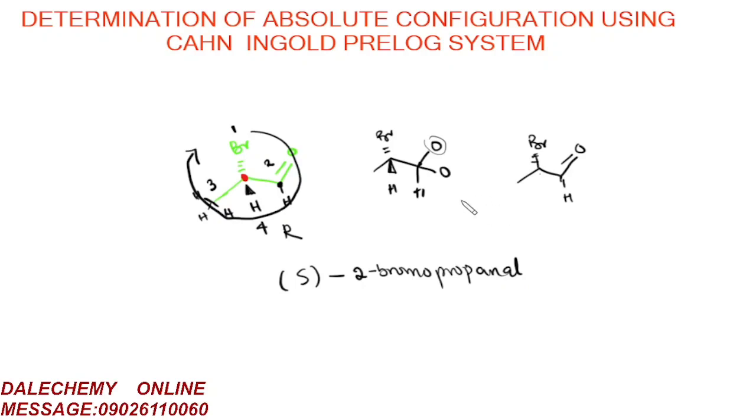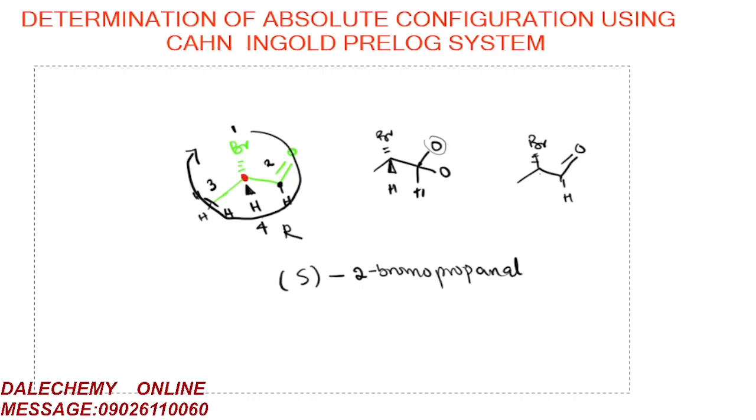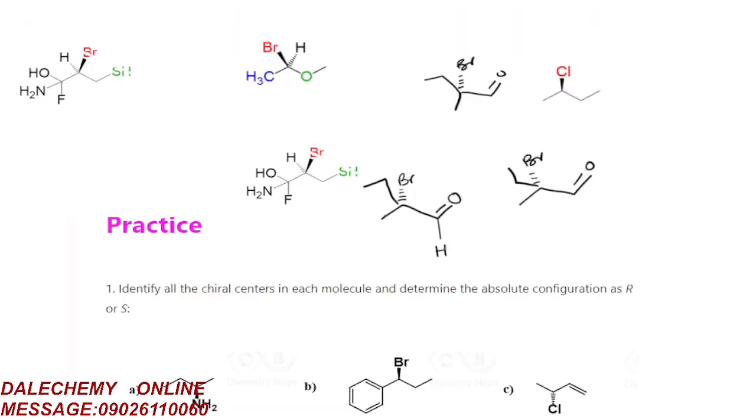So that's how to name it. The point here is that anytime you have a doubly bonded carbon to another atom, it is like it is singly bonded to that atom twice. So that's what we need to note.